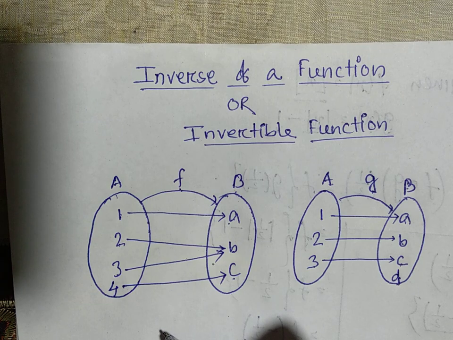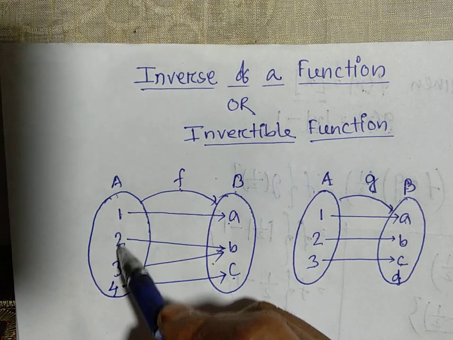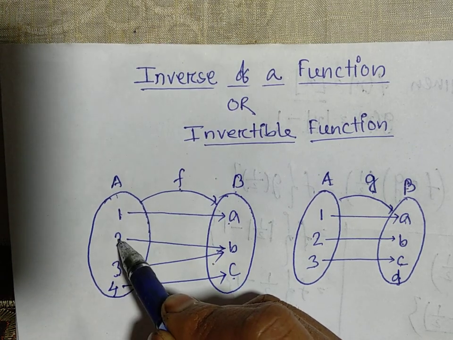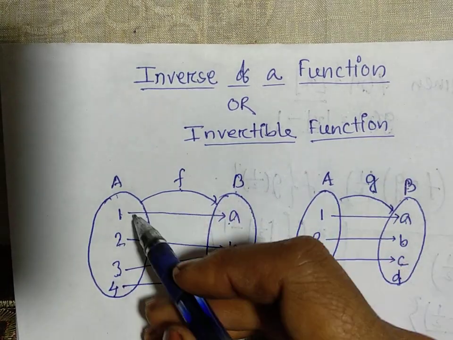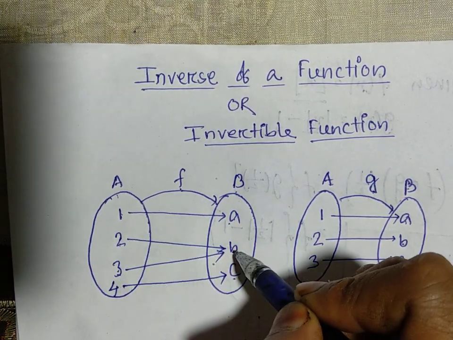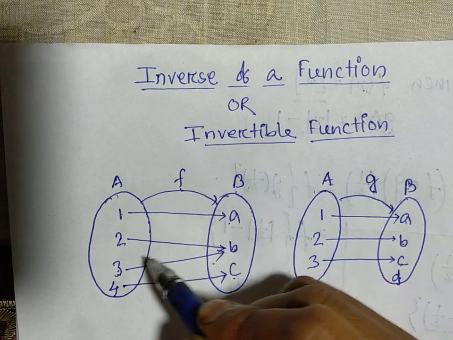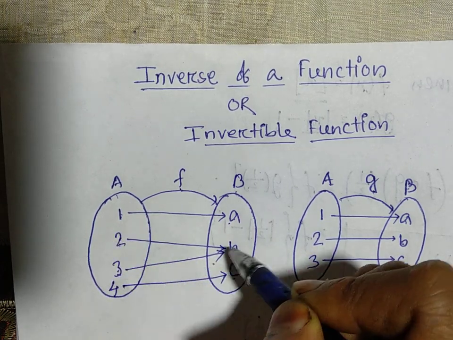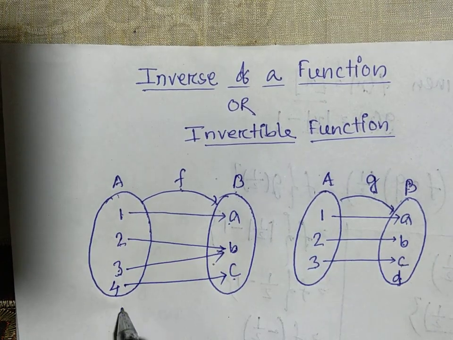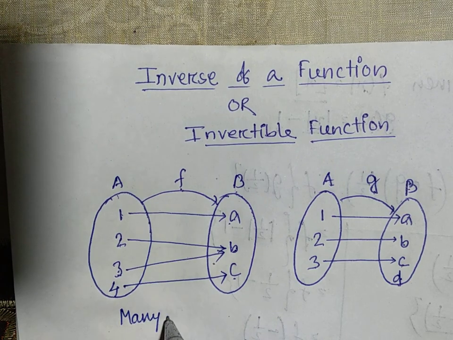Do you know why? If many elements of the first set are related to a single element of the second set, then this type of function is known as many-one. Many elements, obviously more than one, means many. Many elements have the single image. That's why this function is known as a many-one function.